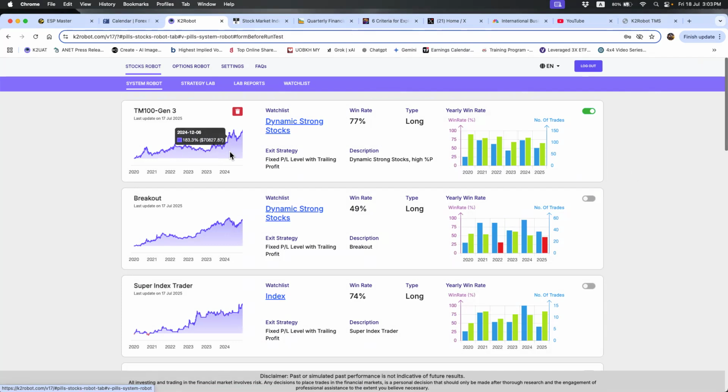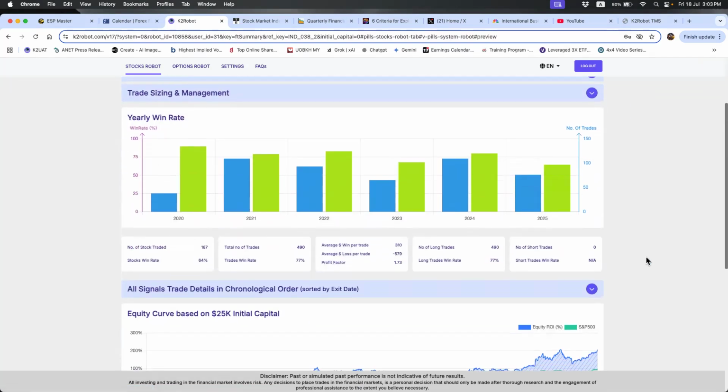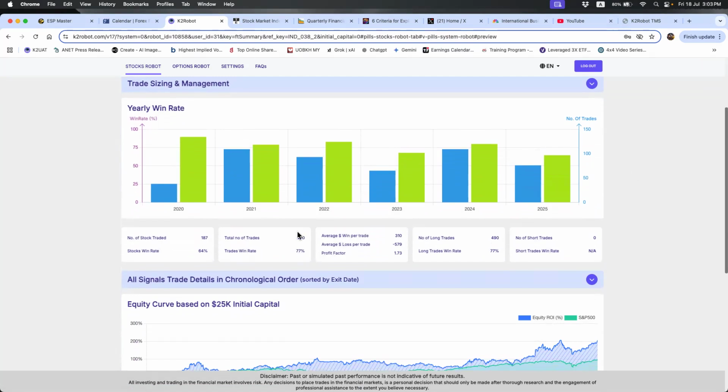So this is the Gen 3. I click on it again. You can see the performance. Let's go through the performance first, right? Over the last 5 years, we have got 490 trades, 77% win rate. Profit factor is 1.7.